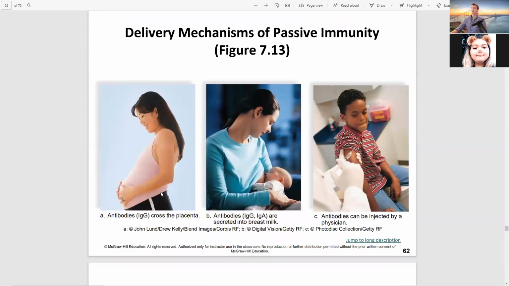So here you're showing some examples of delivery mechanisms of passive immunity. So antibodies like an IgG can cross the placenta. Antibodies IgG and IgA are secreted into breast milk. And then antibodies can be injected by a physician.